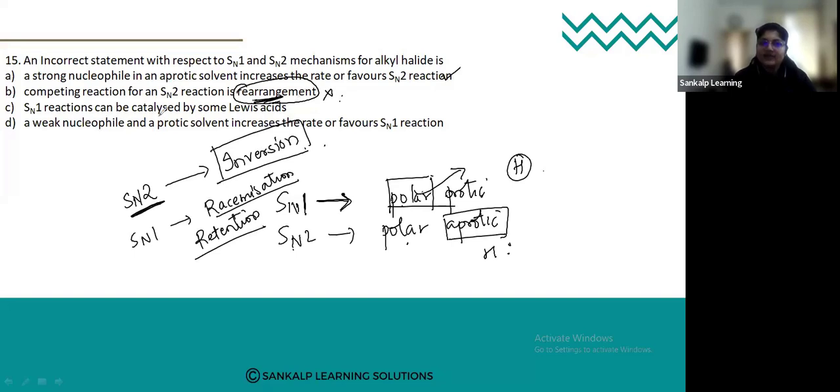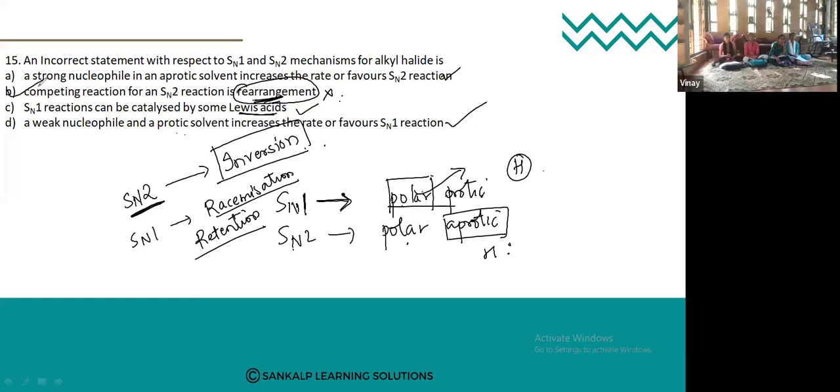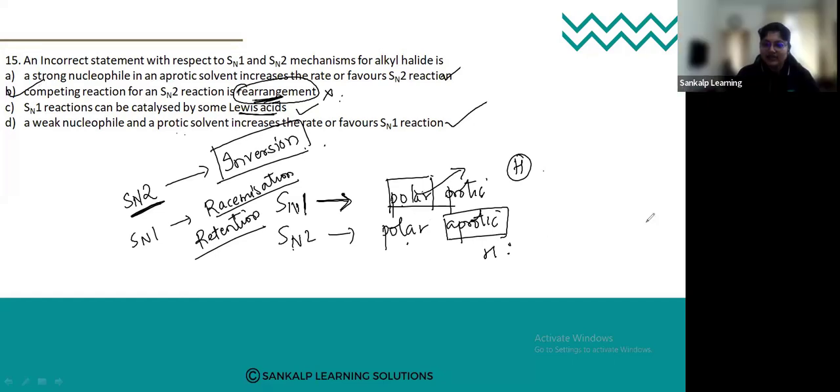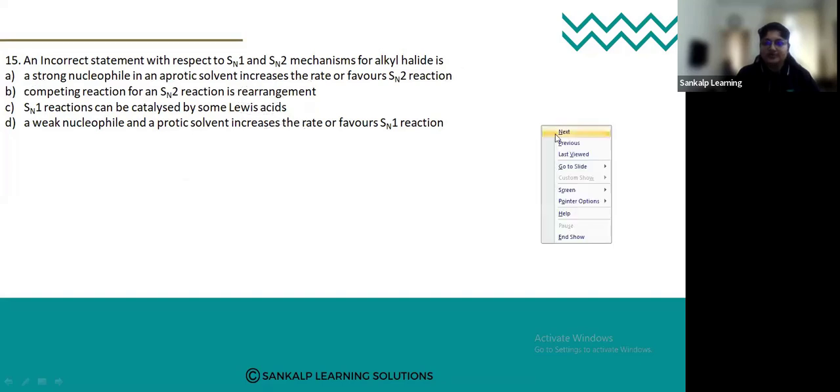And SN1 can be catalyzed by some Lewis acid, so this is also correct. A weak nucleophile and a protic solvent increases the rate of SN1, so this is also correct. So which is the wrong statement? It is option number B. It does not undergo rearrangement reaction. It undergoes inversion of product.